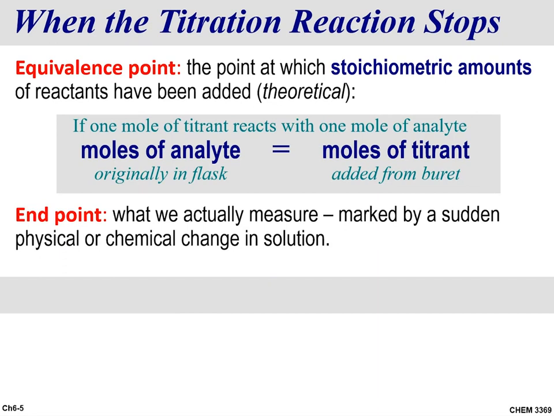So we cannot determine the equivalence point experimentally. We can only estimate its position by observing some physical change that is associated with the condition of equivalence. So we experimentally measure the endpoint. This change is the endpoint for the titration. The endpoint is determined experimentally using one of these methods that I mentioned on the previous slide.